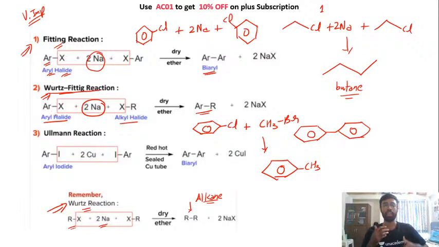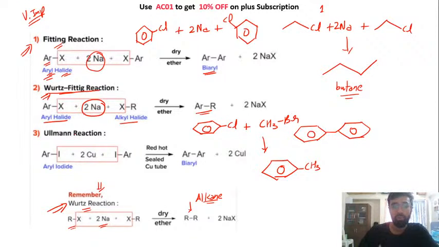The mechanism is the same for all of these things. In one case we are using alkyl halide and alkyl halide; that was the case of Wurtz reaction. In the Fittig reaction we are using aryl halide, while in Wurtz-Fittig we are using one aryl and one alkyl halide.